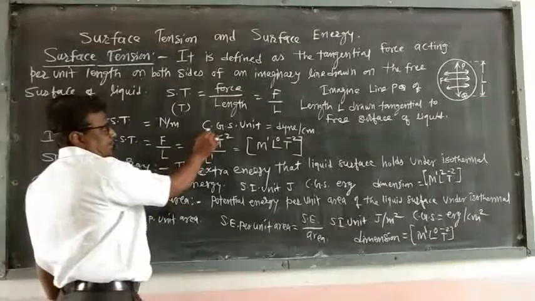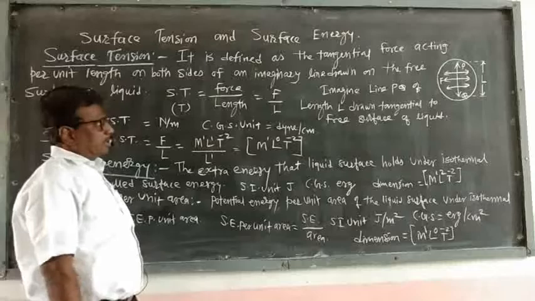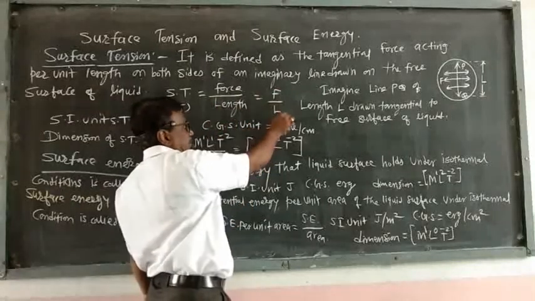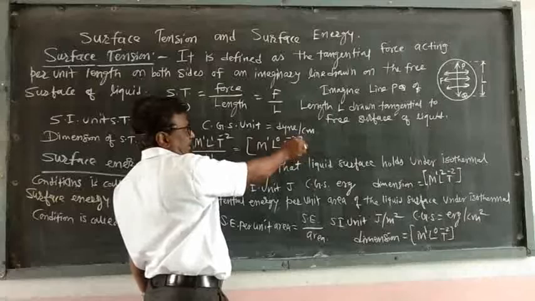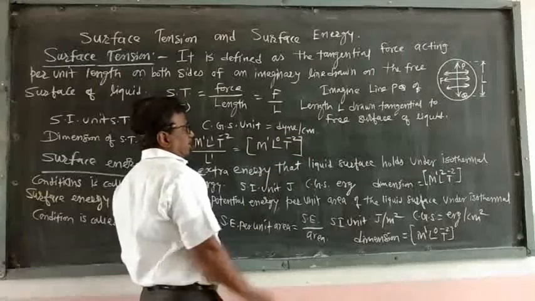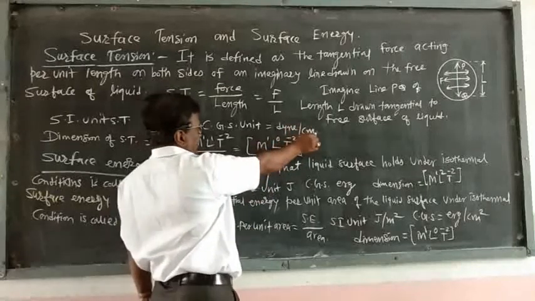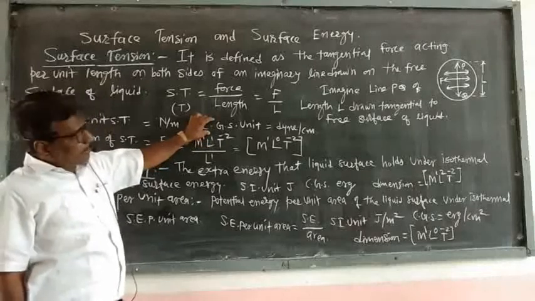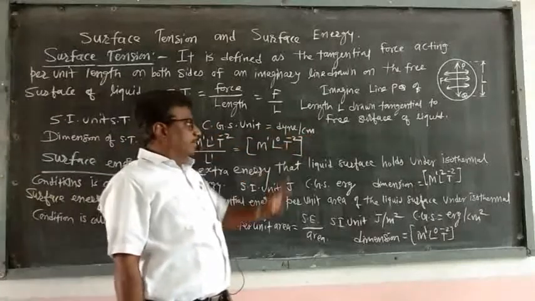Similarly, we define its CGS unit. Again we use the same formula, surface tension equals F upon L. Force is measured in dyne in CGS and length is measured in centimeter. So the CGS unit of surface tension is dyne per centimeter.